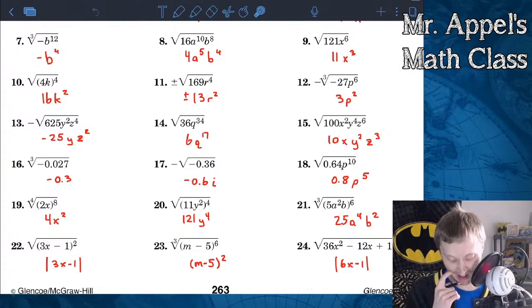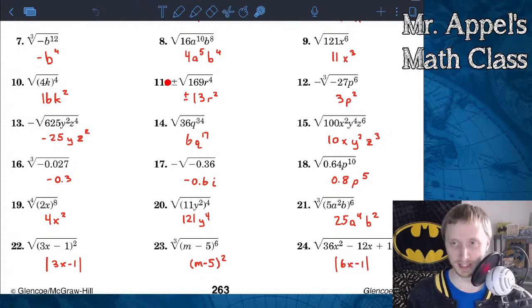Okay. And then when they ask for positive and negative here, sometimes that means they want both of them. So you got to list the positive and the negative. That's it. Oh, I missed 12 there should have a negative sign. Yeah.